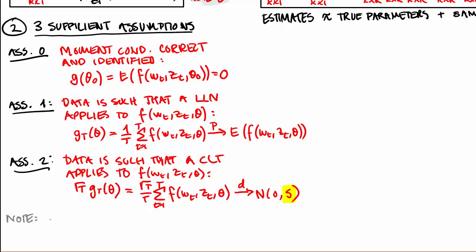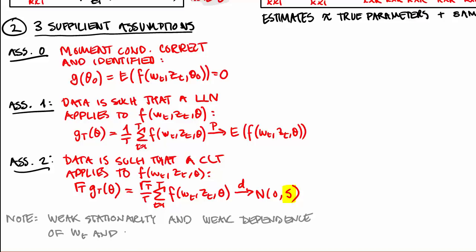Note, however, that weak stationarity and weak dependence of the data W_t, that's the model variables, and the instrument Z_t, implies assumption 1 and 2. So instead of assumption 1 and 2, we could simply state that we assume the data to be weakly stationary and weakly dependent.